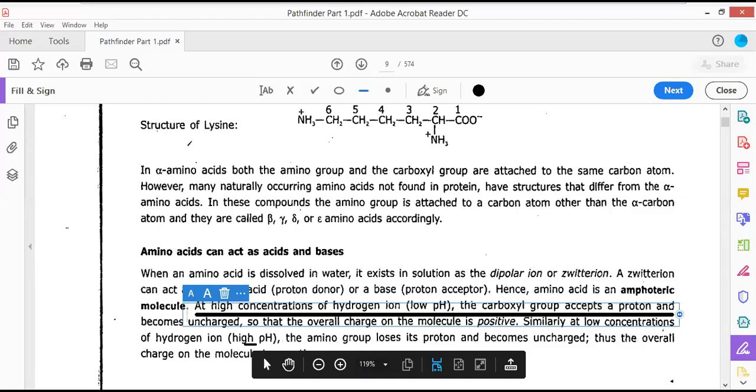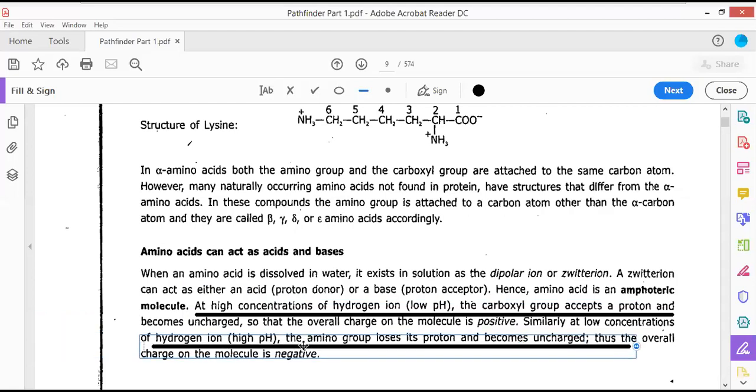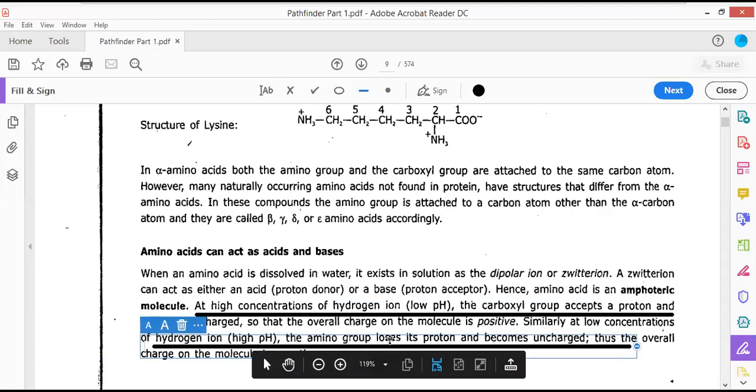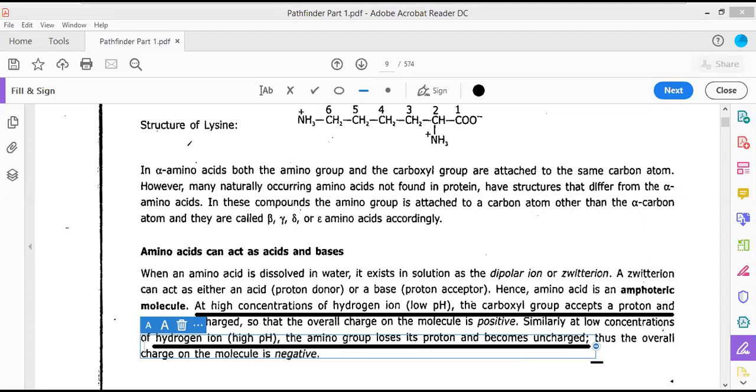Now similarly, at lower concentration of hydrogen ion, when there is high pH, what is going to happen? The amino acid loses its proton and becomes uncharged. As it loses its proton, it will cause the decrease in the pH to take place. So amino acids are the ones that will oppose any change in the pH of the solution.